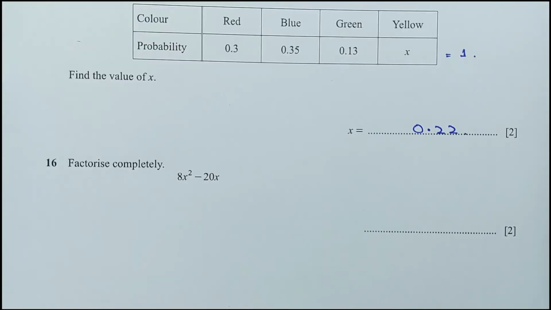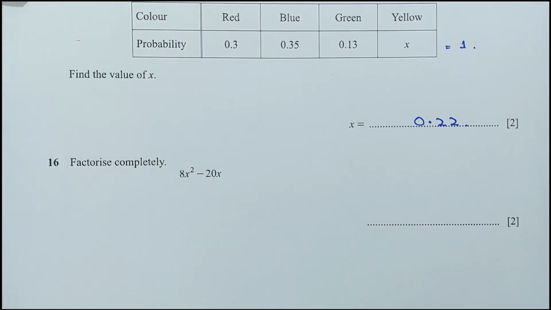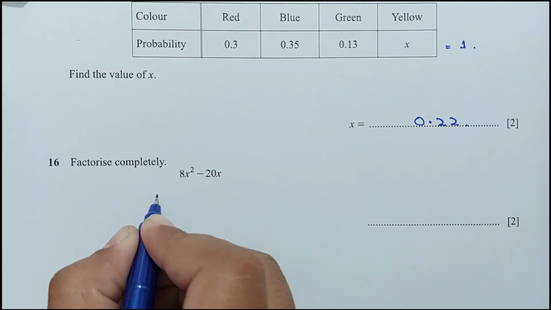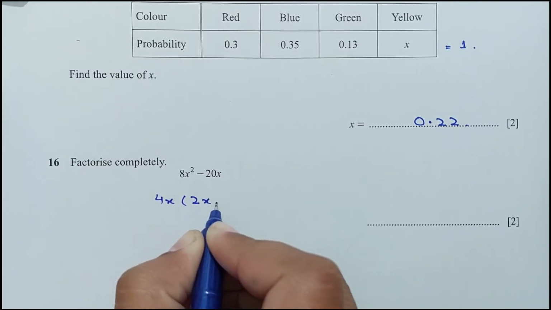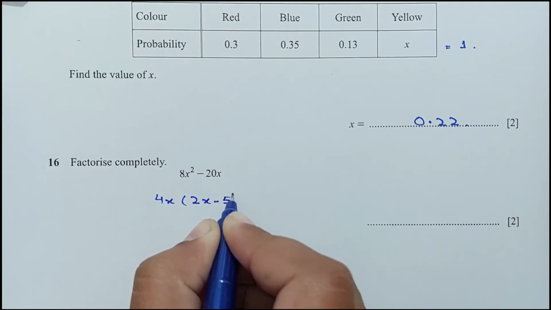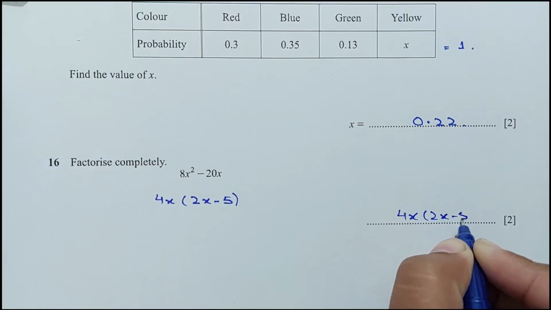All right. Question number 16, factorize completely. So here let me take 4 common and x common. 4 times 2 is 8 and x, and 4 times 5 is 20. So the factors are 4x and 2x minus 5.